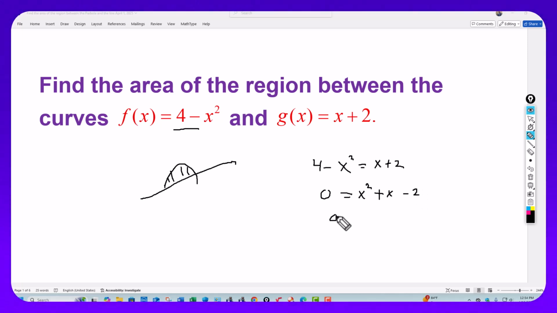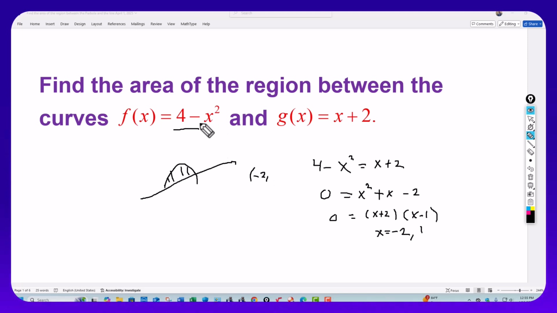Then we can factor the right side here. It'll be x plus 2 and x minus 1. Set these equal to 0. Product is 0, so we can set each factor equal to 0. From x plus 2, we get that x equals negative 2. X minus 1 is 0 when x is 1. So these two curves intersect at the point minus 2.